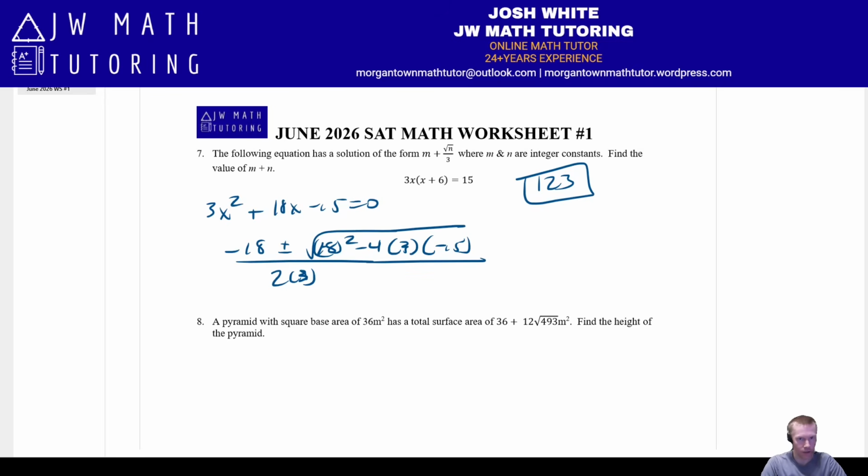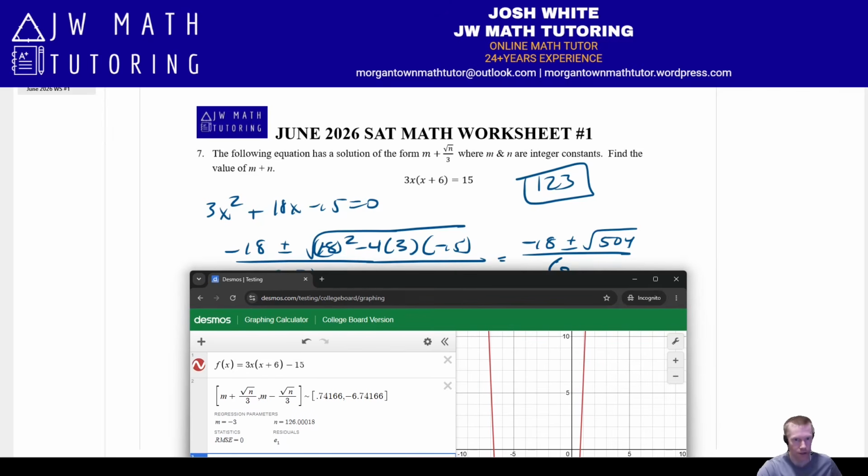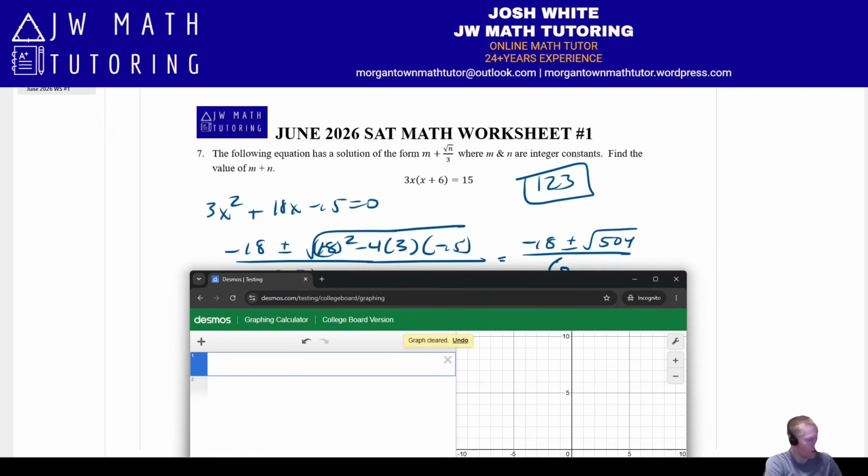All right, let me just clean up a couple things here. That's 3, that's 18, this is 3. Okay. Next, we do some simplification. The number inside here is going to be 504. And on the bottom we have a 6. First, let's just confirm that. Discriminant value, 18 squared minus 4 times 3 times negative 15. Yes, it is 504. Okay, good.